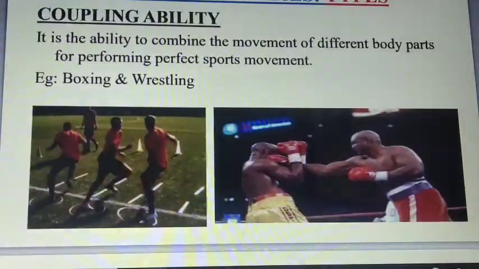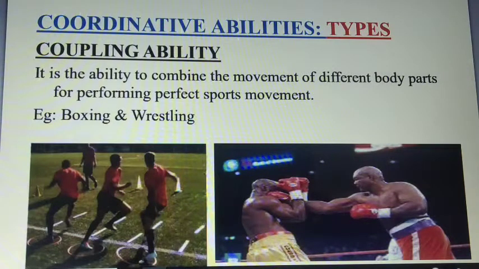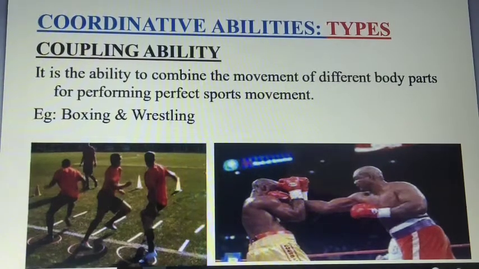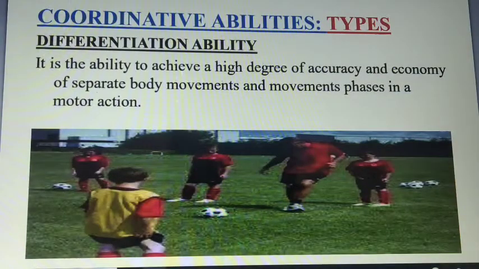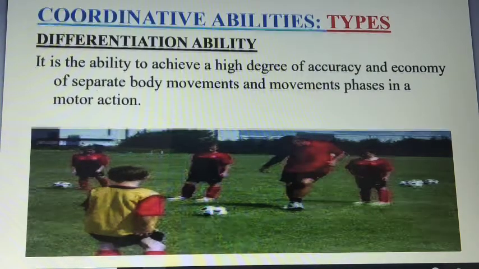Coupling ability is the ability to combine the movement of different body parts. Like when we are doing wrestling or boxing, we must have coupling ability. It means the ability to combine movements of different body parts to perform a perfect sports movement, which is required in boxing, wrestling, etc. Differentiation ability is the ability to achieve a high degree of accuracy and economic separation of body movements. So, a high degree of perfection.